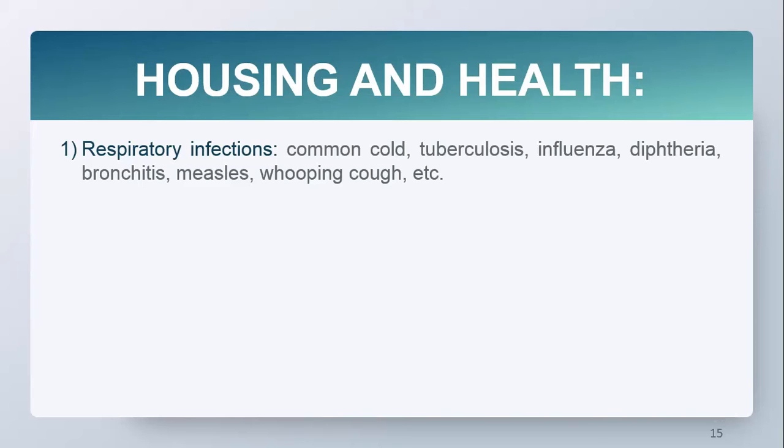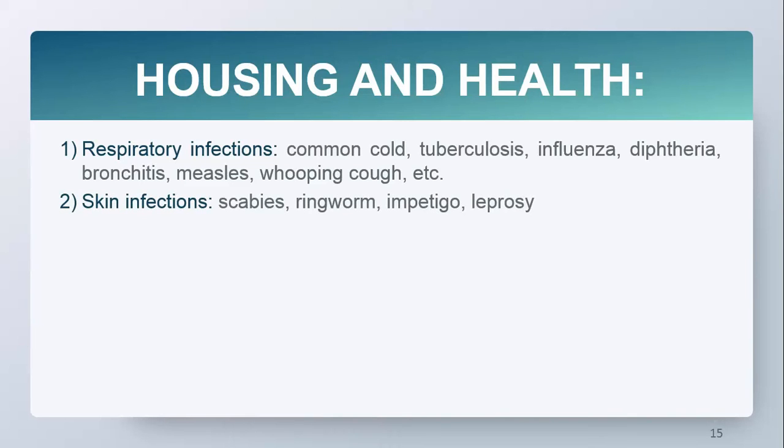The respiratory infections, for example, common cold, tuberculosis, influenza, diphtheria, bronchitis, measles, whooping cough, etc. Poor housing is related to respiratory infections. Secondly, skin infections spread very easily in poor housing conditions. Examples of this are scabies, ringworm, impetigo, leprosy, etc.